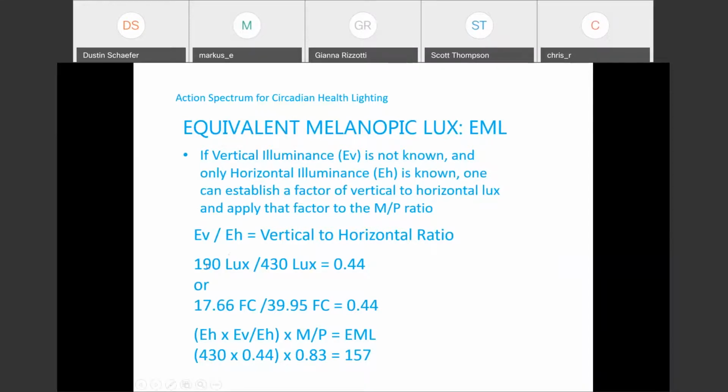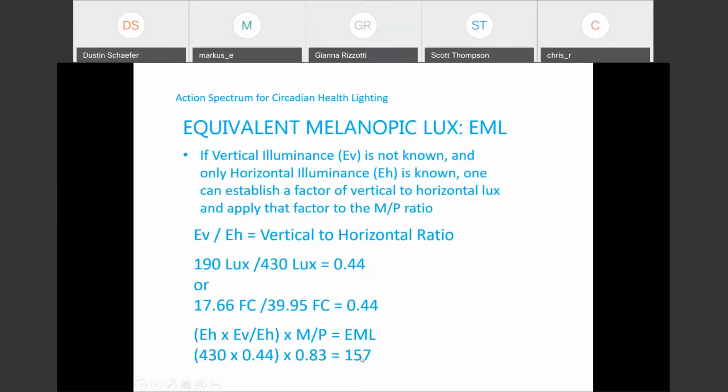So for example, if we knew that we had, in one calculation, we calculated 400 horizontal lux at a workstation, which is approximately 43 foot candles, then that was measured as 190 lux, the relationship of the vertical divided by the horizontal, 190 divided by 430 is a 0.44. That ratio, if you converted the lux to foot candles, would be 17.6 foot candles divided by about 39 foot candles. Again, that same ratio. So you would take the calculated value of 430 horizontal lux multiplied by that vertical to horizontal ratio, and then you would take these two numbers multiplied and then multiply that by the melanopic lux ratio, and that would give you equivalent melanopic lux.